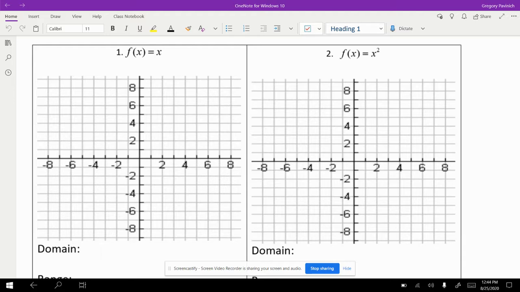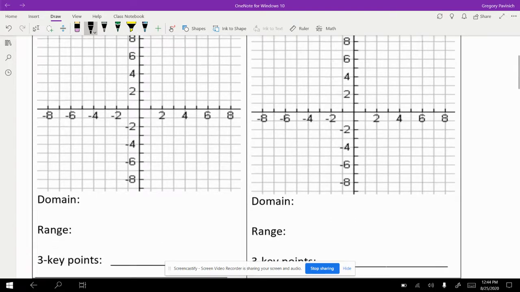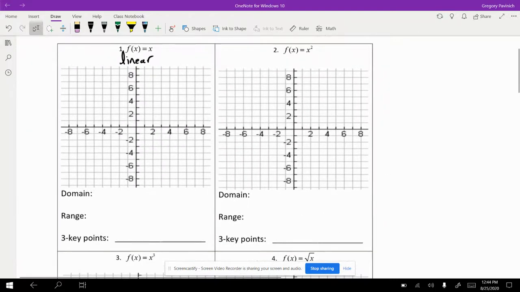So the first one we're going to go over is y is equal to f of x, which is our linear function. And we're going to look at some key points. So the first thing that we're going to do is set up a table of values. We're going to say y is equal to x, and make a small little table over here. That's going to be our 3 key points. We're going to use x values of -1, 0, and 1. So these are our input values.